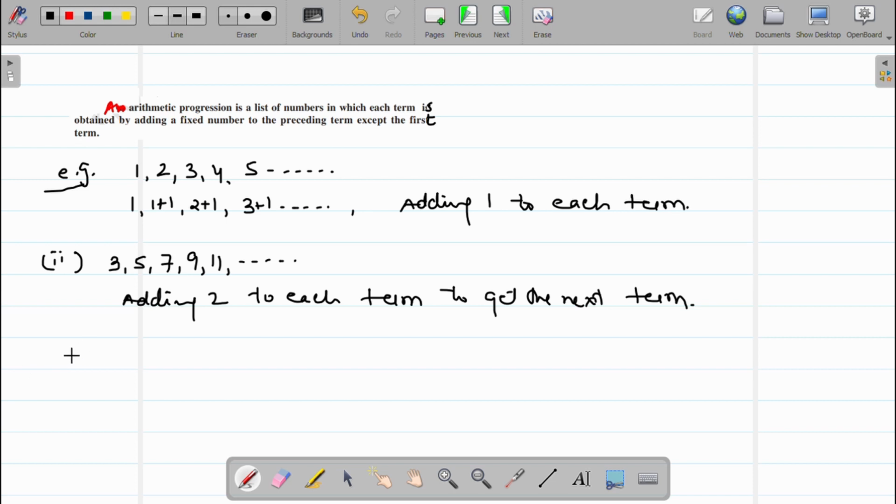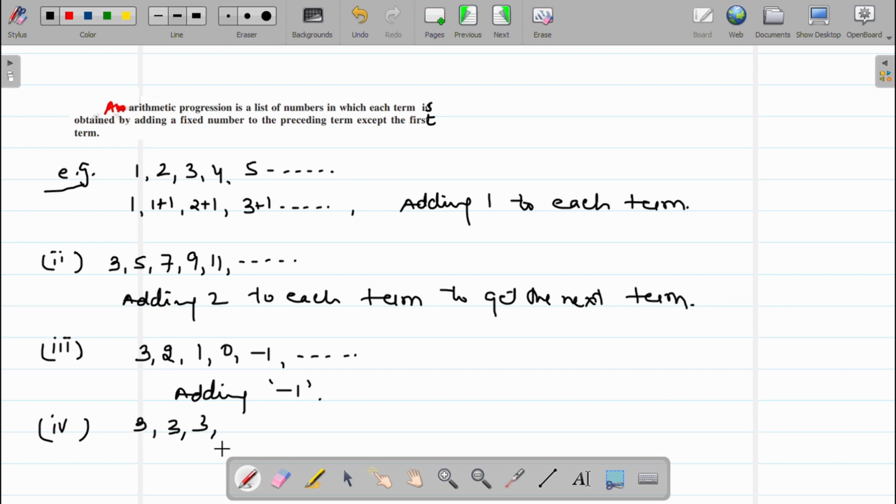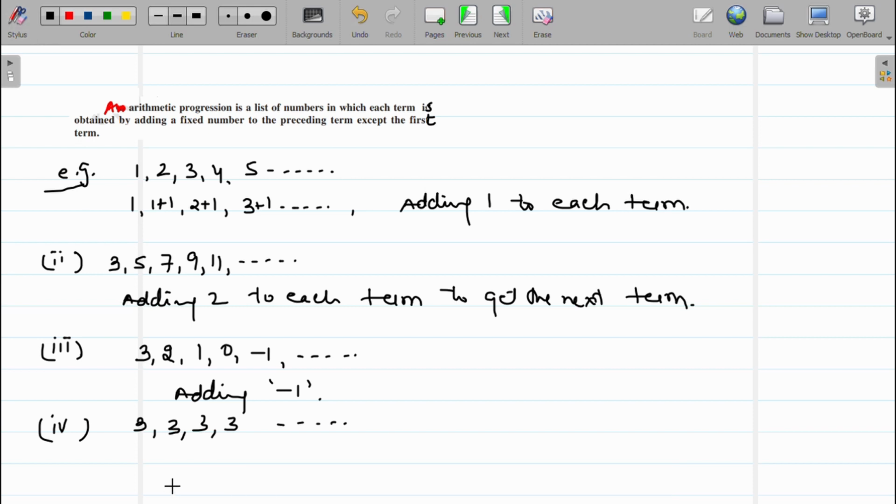I can have d negative also. For example, I can also have, say I start with 3 and I keep subtracting 1 this time. So 3, then 2, then 1, then 0, then minus 1, and so on. Here what I am doing, I am adding minus 1, right? And we can have, say if I just have 3, 3, 3, 3, this is known as a constant sequence. We call it a constant sequence because this is also considered under AP with common difference equal to 0 in this case.